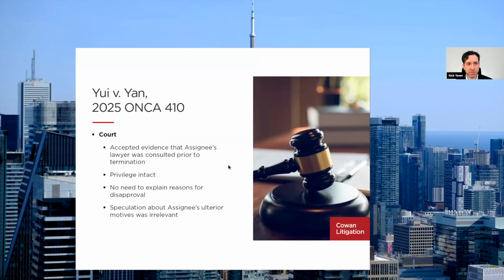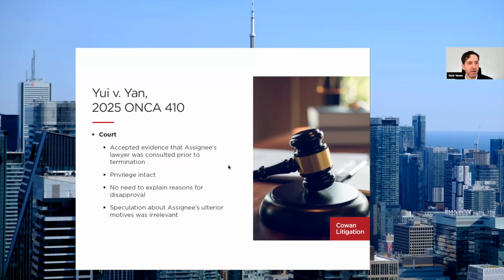So first of all, it's important to note that the court accepted that the assignee met with their lawyer prior to the termination. So that's important, we'll see later. So they actually did meet with their lawyer before terminating. And so the court actually said that privilege is intact. So I guess no would be the right answer in my question. So privilege is intact, and they sided with the assignee. They said the lawyer does not have to provide the reasons.